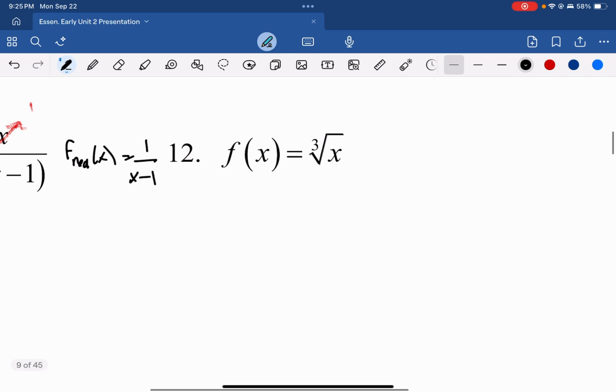And then number 12, I have f of x equals the cube root of x.